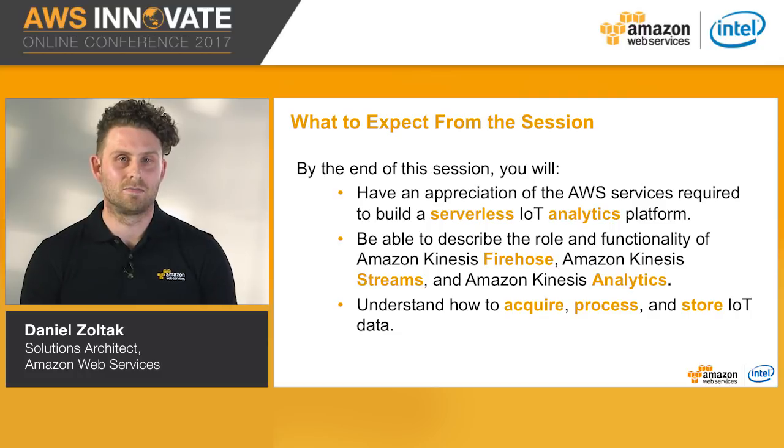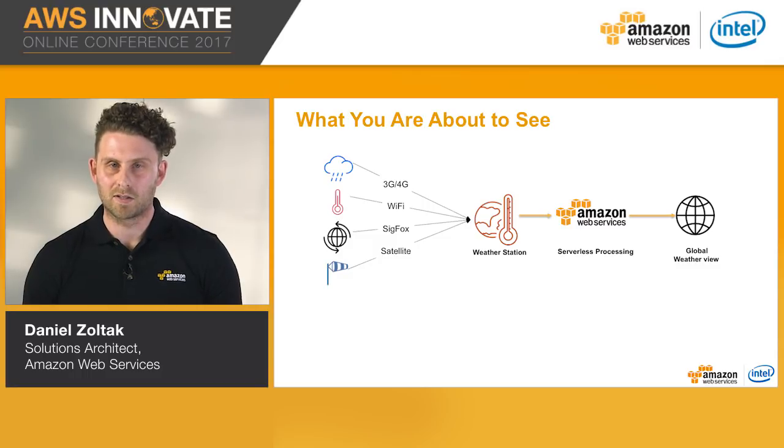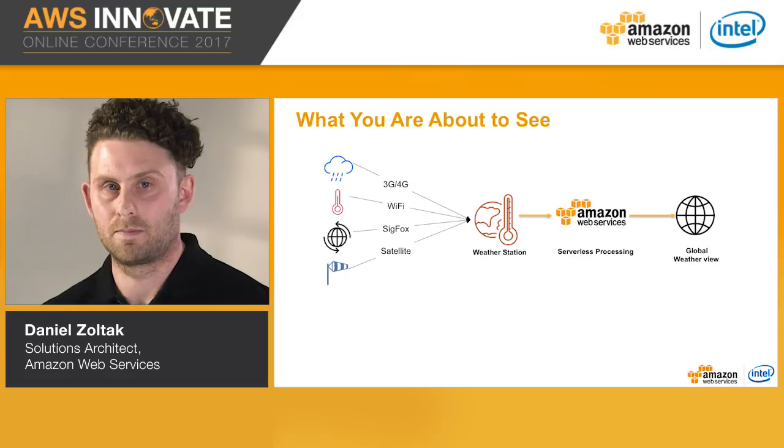So let's get started. The solution we're going to use as an example today is that of a number of environmental sensors connected over networks to a weather station. That weather station aggregates data from all the sensors, does some basic processing, and then forwards the data into AWS, where a serverless processing architecture is used to acquire, process, and present this data.